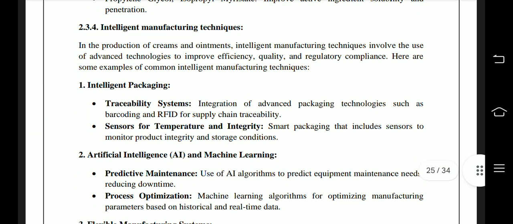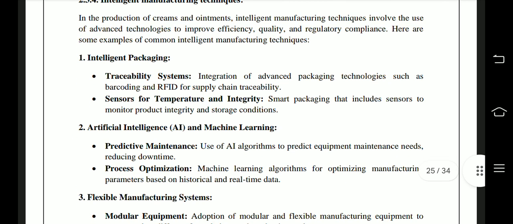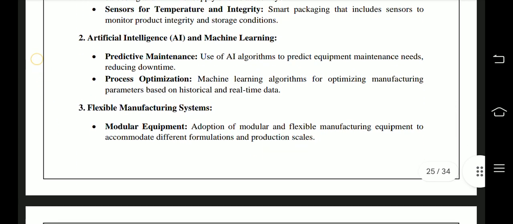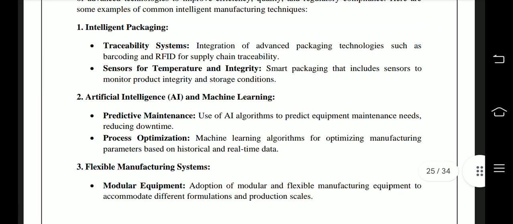Intelligent manufacturing techniques involved in the production of creams and ointments. Intelligent manufacturing techniques involve the use of advanced technologies to improve efficiency, quality, and regulatory compliance. Here are some examples of common intelligent manufacturing techniques. Intelligent packaging. Traceability systems: integration of advanced packaging technologies such as barcoding and RFID for supply chain traceability, sensors for temperature integrity, smart packaging that includes sensors to monitor product integrity and storage conditions.